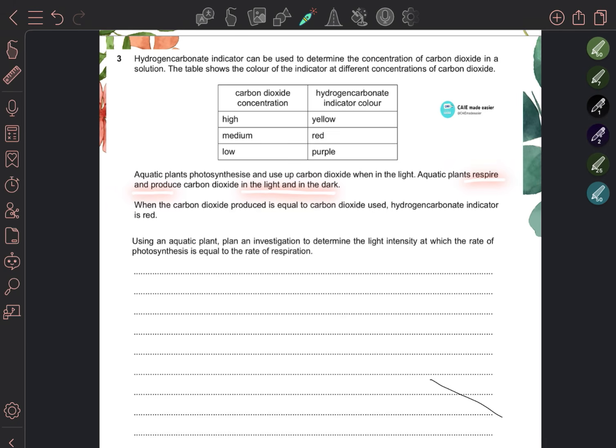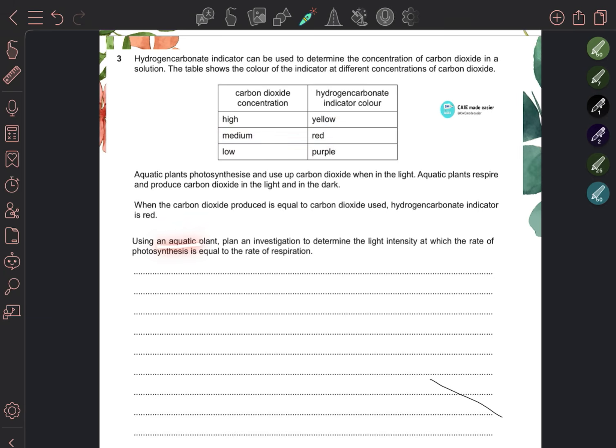Okay, so when they're producing carbon dioxide, the carbon dioxide concentration would increase and it would turn yellow. So basically, when the carbon dioxide produced is equal to the carbon dioxide used, the hydrogen carbonate indicator is red. That means the concentration is medium, okay?